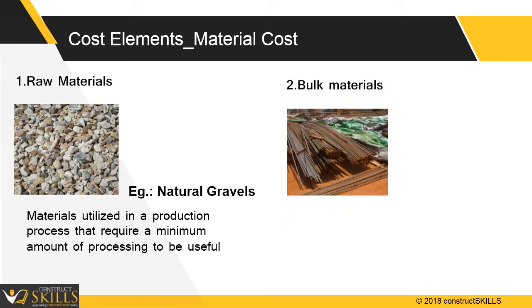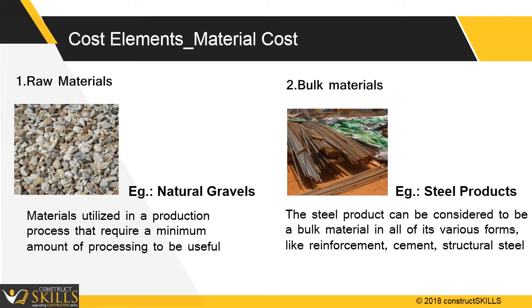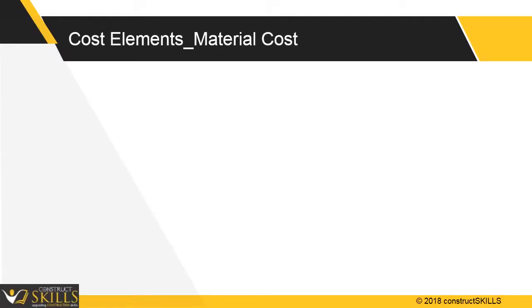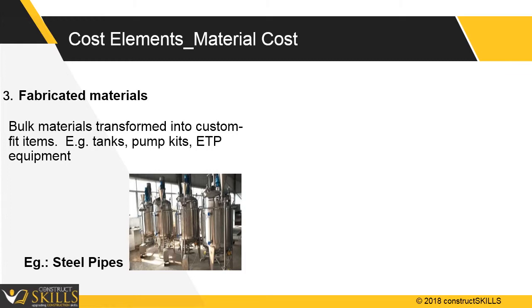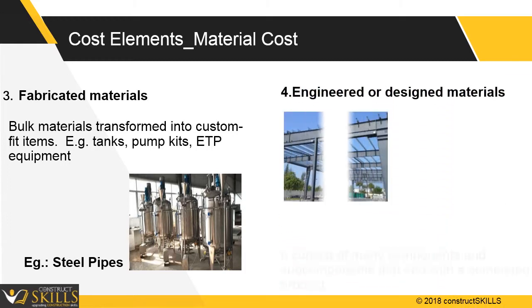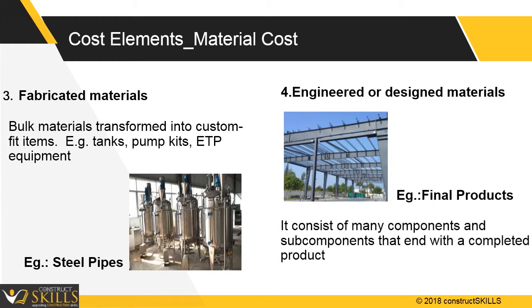Bulk material. Here, steel products can be considered to be bulk material because they can be used in various forms, like reinforcement, cement, structural steel. 3. Fabricated materials. It is when bulk materials are transformed into custom-fit items. For example, tanks, pump kits and equipment are called fabricated material. 4. Engineered or designed material. It is when many components and subcomponents end with a completed product.